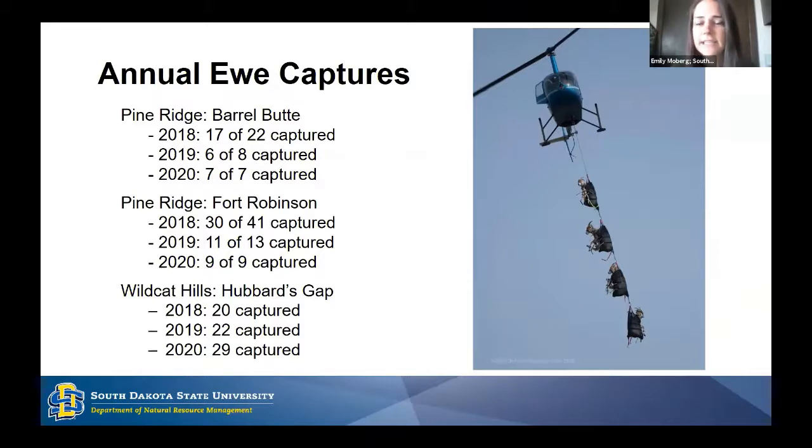We were aiming to catch every individual in the Pine Ridge, but with costs and some elusive sheep, we couldn't quite catch them all. And then in the Hubbard's Gap, there were many more ewes, so we only try to target around 20 to 30 each year. But by 2020, we were able to capture every single individual in the Pine Ridge.